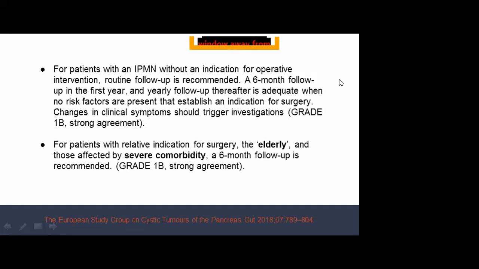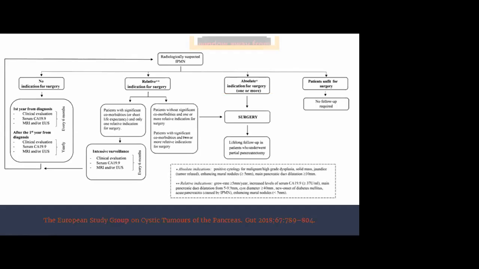And for patients with any relative indication, one should consider the age and the comorbid status of the patient. In case of elderly patients and those with a severe comorbidity, a 6 month follow-up is recommended rather than surgery. This is the protocol proposed by the European guidelines. So if there is an absolute indication for surgery, go straight away for surgery. And post resection, there should be a lifelong follow up.